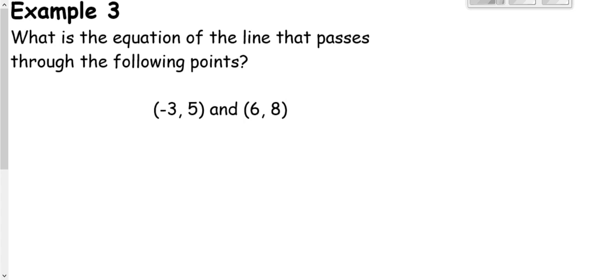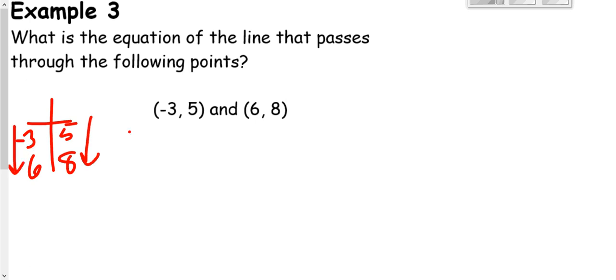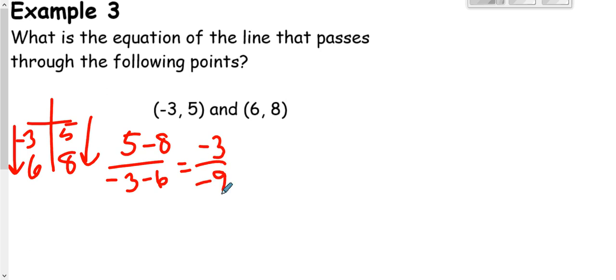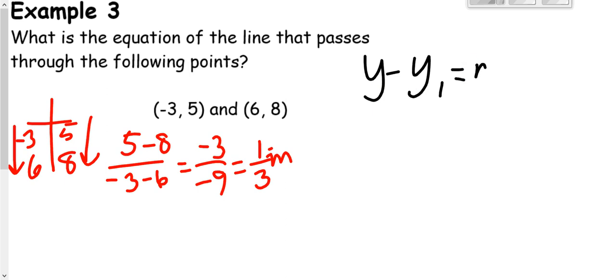So again, we need to start by finding our slope. What do you find for the slope? We take the negative 3, 5, and the 6, 8. We're putting that in our table, and then I can subtract down. So this becomes 5 minus 8 over negative 3 minus 6. This is a negative 3 over negative 9, which reduces to a positive 1/3. That's my m. Great, so when you plug it in, what does it look like after you've substituted?